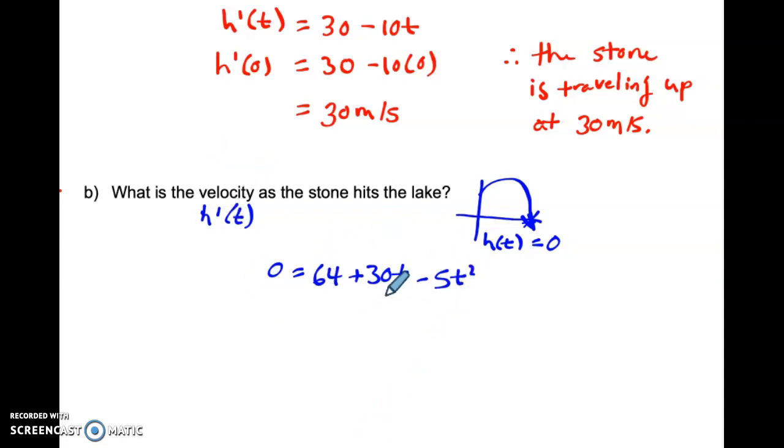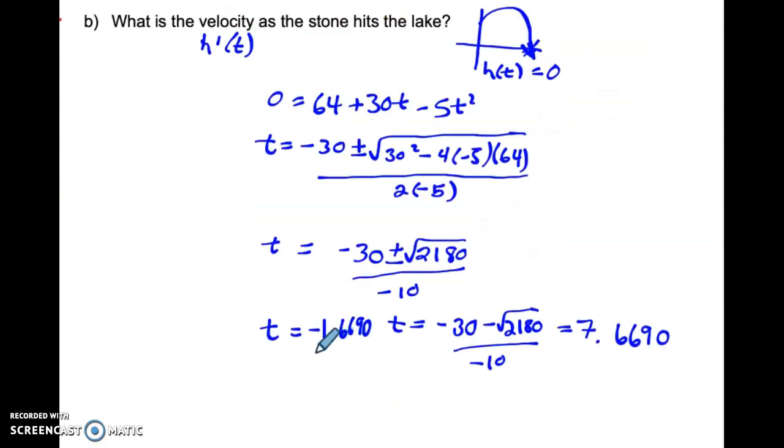Okay, so you would try and factor this if you could, and if you can't factor it, you're going to then use the quadratic formula. So pause the video, take a minute, and do the quadratic formula. If you do this, you would get that one of the times is negative, and of course we can't have a negative time. So we will omit that answer. And so we have this answer of 7.6690 seconds. So that would be the answer that we're going to use to find the velocity.